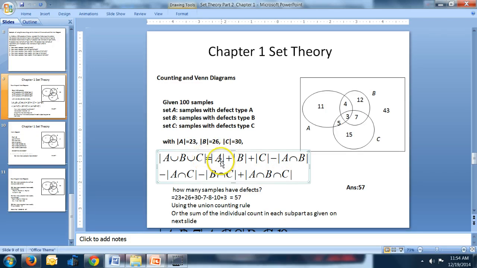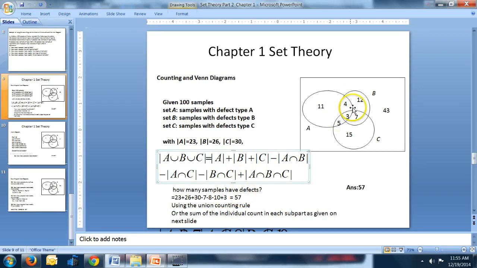So we can calculate it this way without the Venn diagram. We can put 23 over here, 26 over here, 30 over here, and then we subtract the 8 and the other numbers, 7 and so on. And then we add the 3, and that will give me also the 57. As I can see in here, 23 plus 26 plus 30 minus the intersections 7, 8, and 10, and then we add the 3, we get 57.